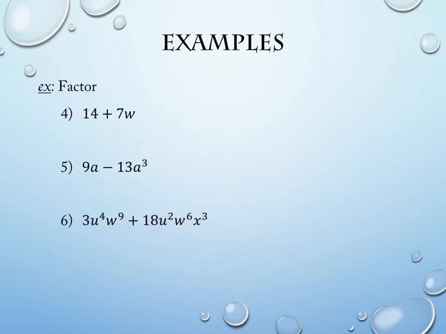So let me show you an example of that with number 4. Number 4 is a pretty straightforward one. I'm going to compare the two terms. Remember, terms are separated with addition or subtraction. So I do have two of them, 14 and 7w. What do they have in common? They have the 7, right? Okay, so factoring means pulling out what they have in common, which is essentially dividing. What is 14 divided by 7? 2. And then there's a plus, what is 7w divided by 7?